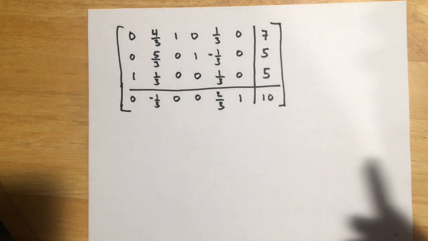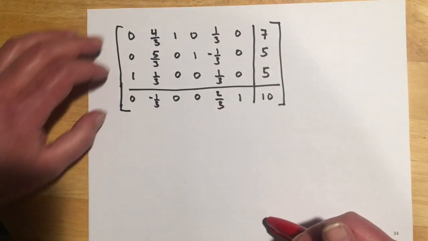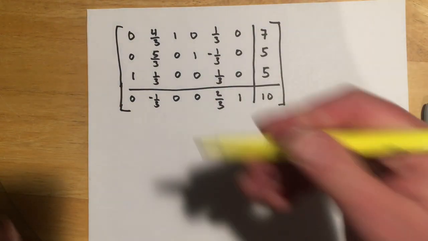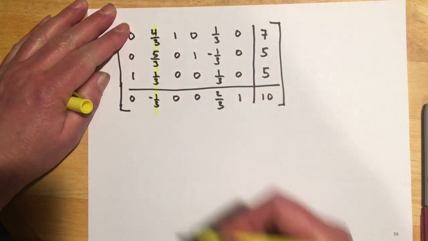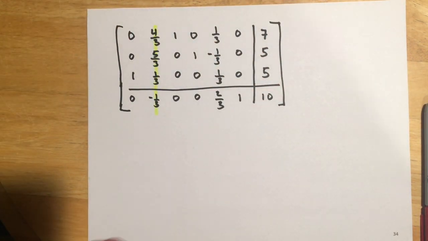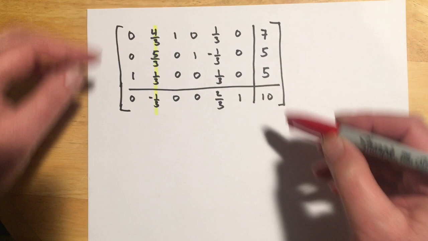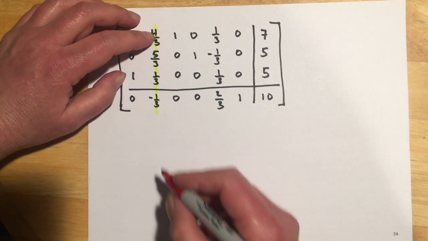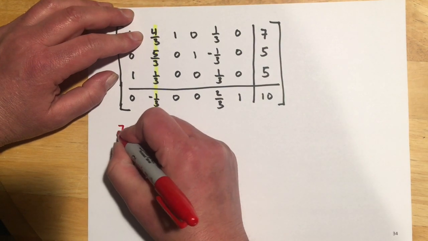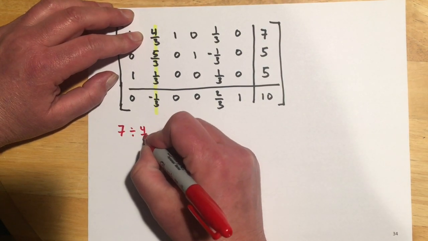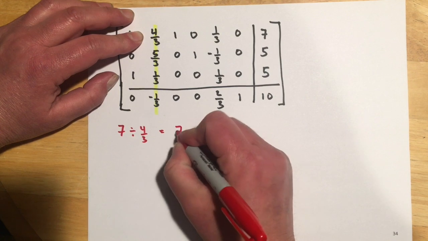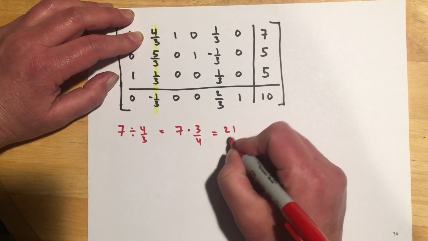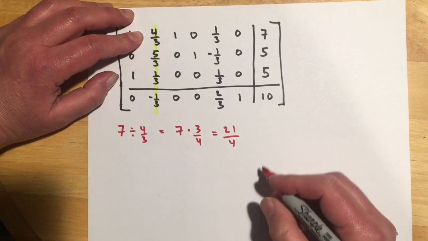Okay, so here's our new matrix with all those results from the last page plugged in. So unfortunately, we do have a -1/3 here, and that means we have to pivot again. So that's going to be our pivot column, and then we'll do the division, and so that's going to be a little unpleasant. So this is going to be 7 divided by 4/3, which would be 7 times 3/4. So this first one is 21/4.